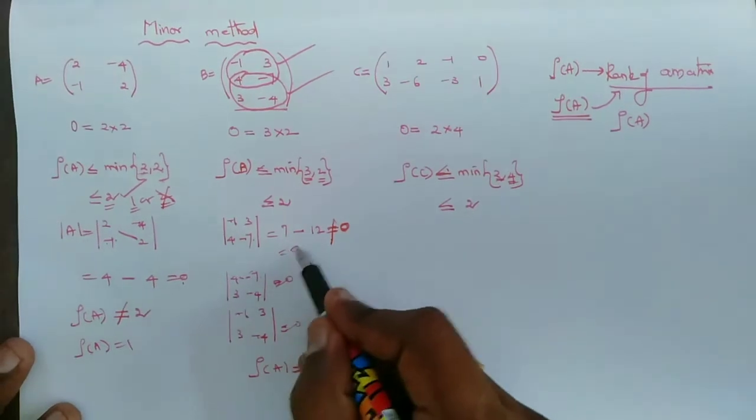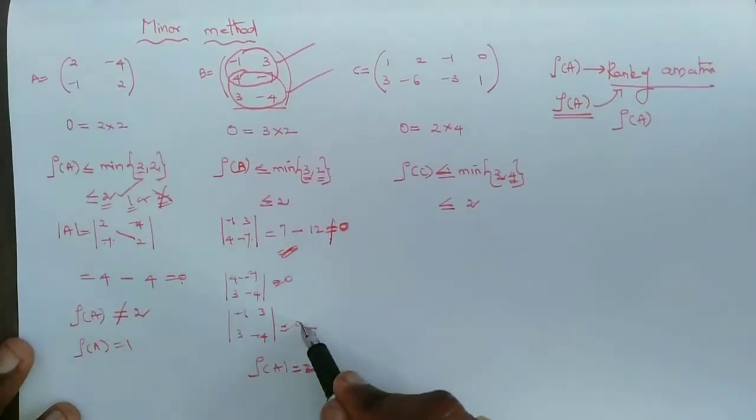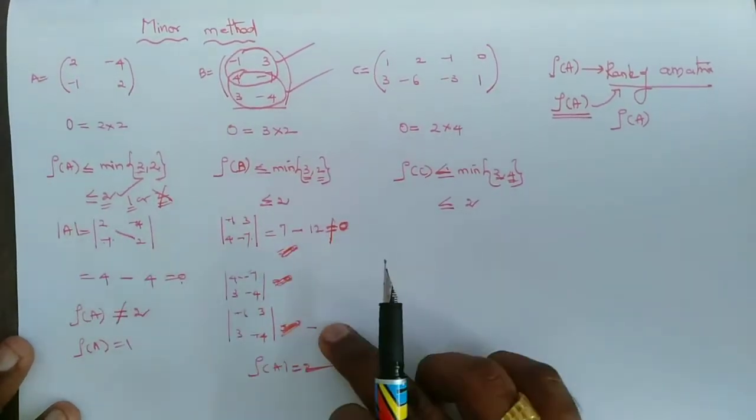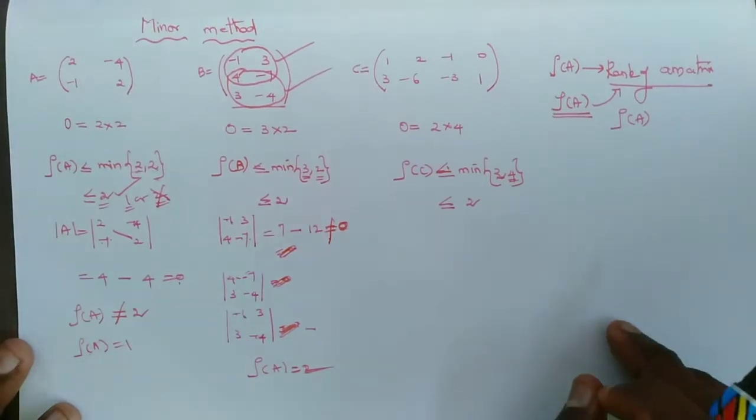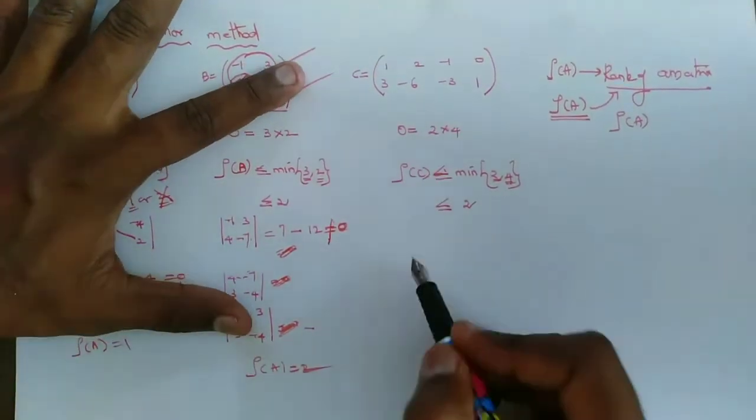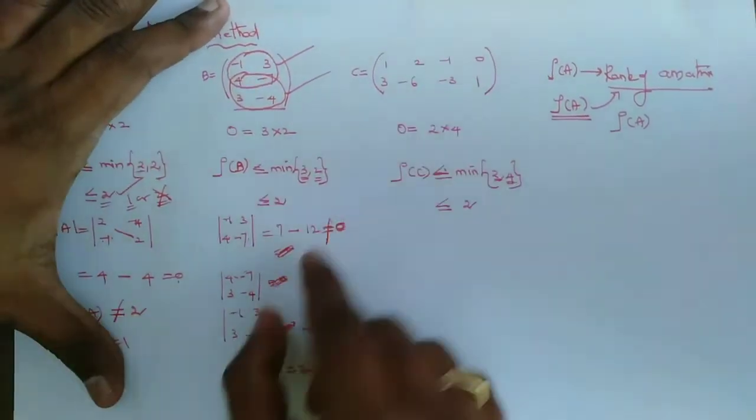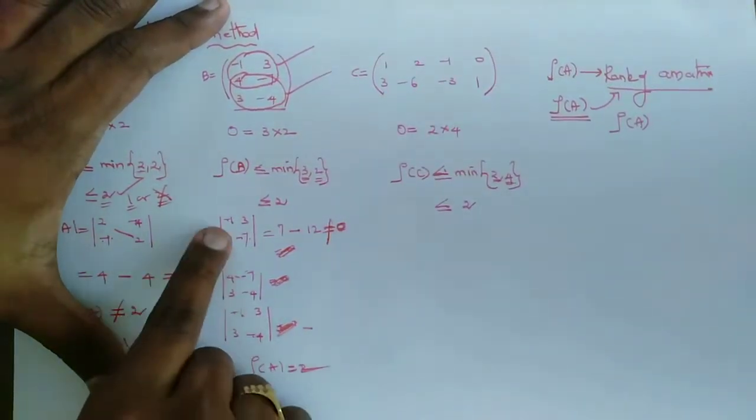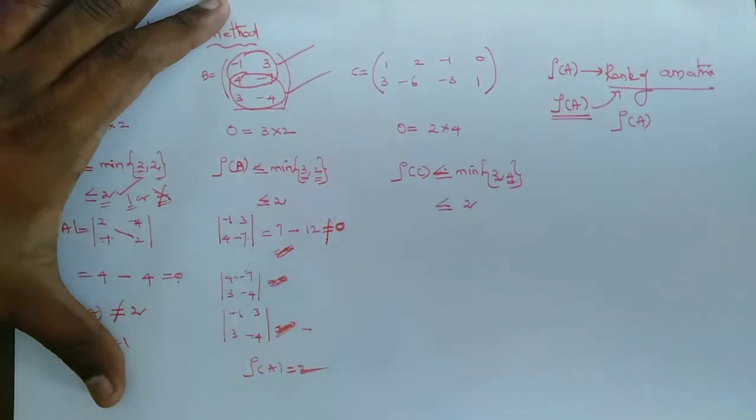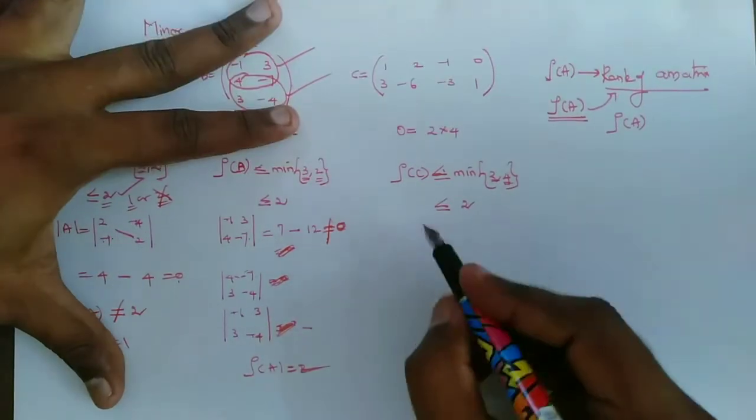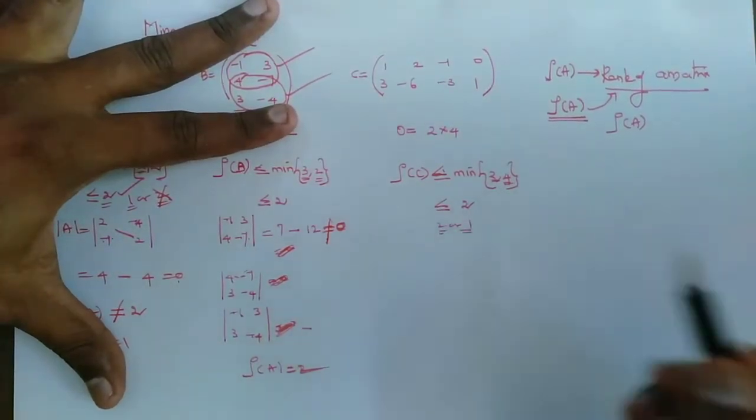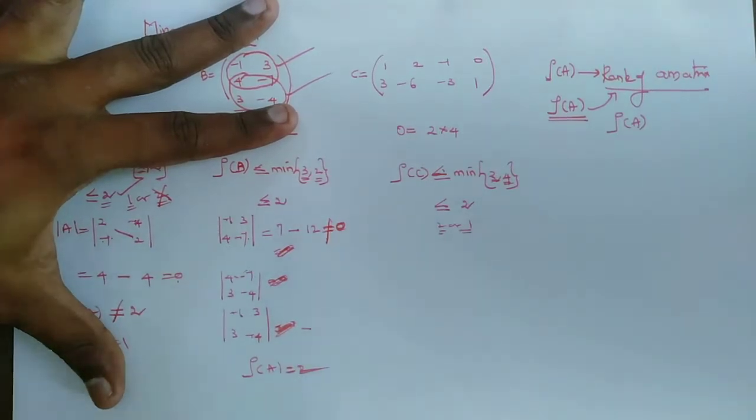But fortunately, 1 is not equal to 0. We can write rank of A is equal to 2. How can I check this? Easy method: take any one determinant. I don't need to use 3 determinants. This rank can be 2 or 1. I need to show any 1 is not equal to 0.